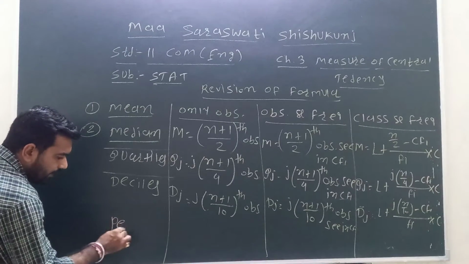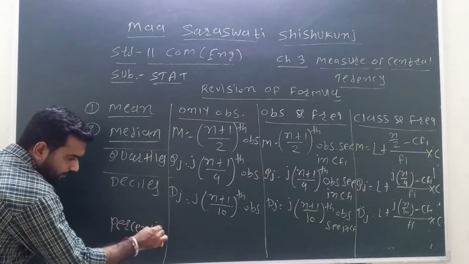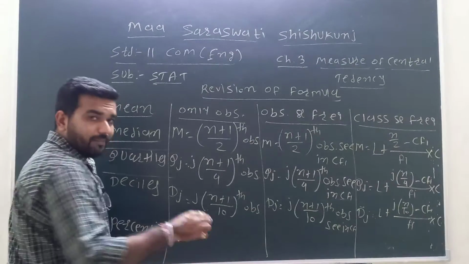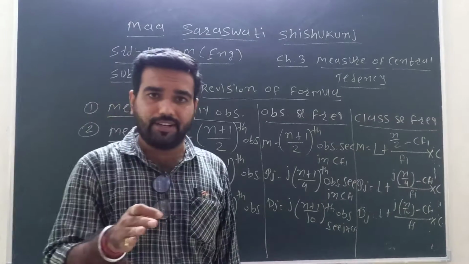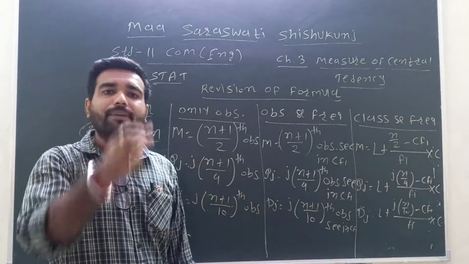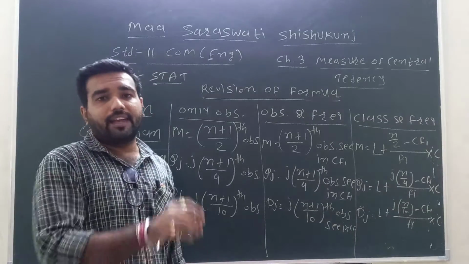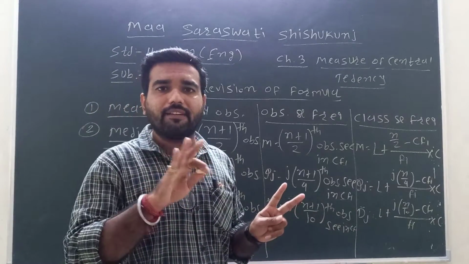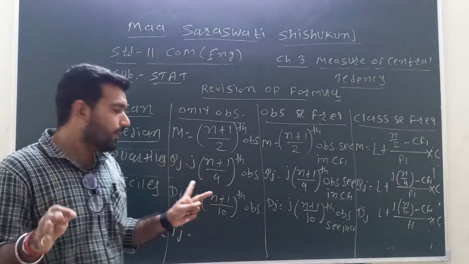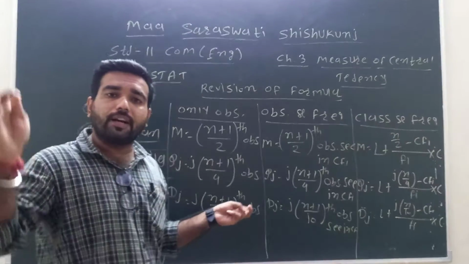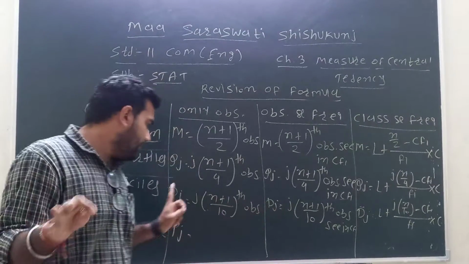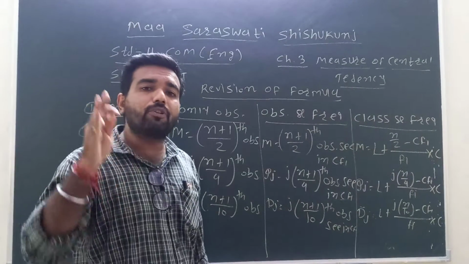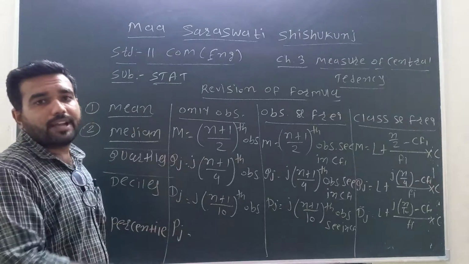Next is percentile, here it is Pj. Same formula, but percentile is divided by 100, and it goes P1, P2, P3 up to P99. Any value can be asked. In quartiles, only Q1, Q2 and Q3 can be asked in the exam. In deciles, D1, D2, D3 up to D9. But in percentiles, it starts from P1 and goes up to P99; any value can be asked in the exam.